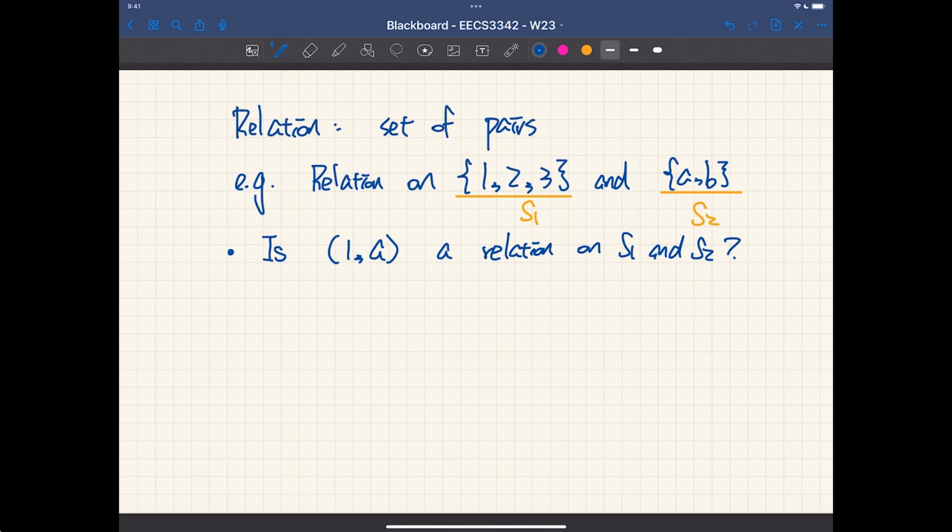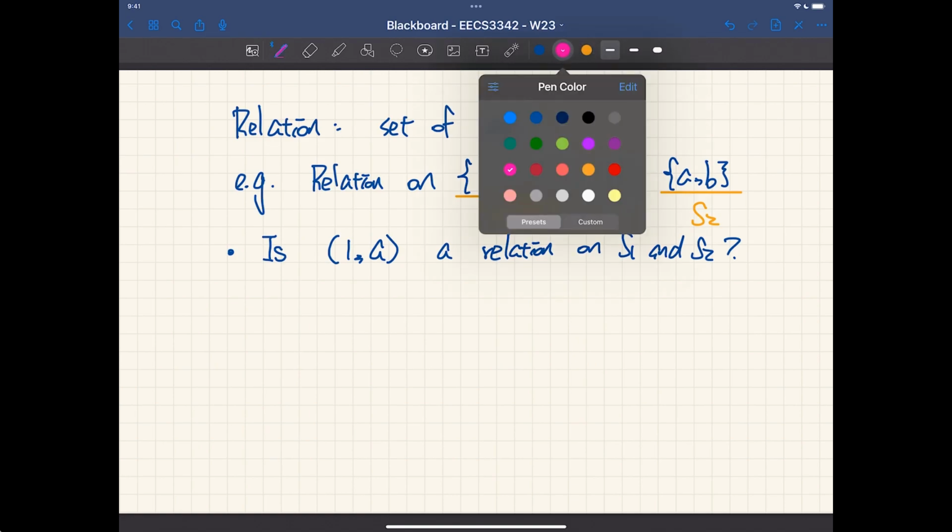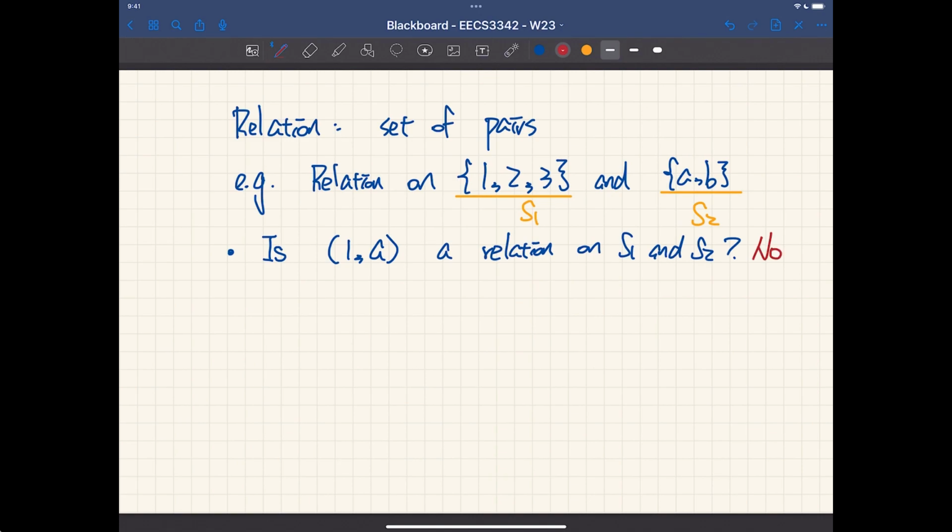It's more like a category error. A relation should be a set. This is not even a set. You don't even need to look at that. No. Not even a set. Okay, second one. Now let's give you a set.